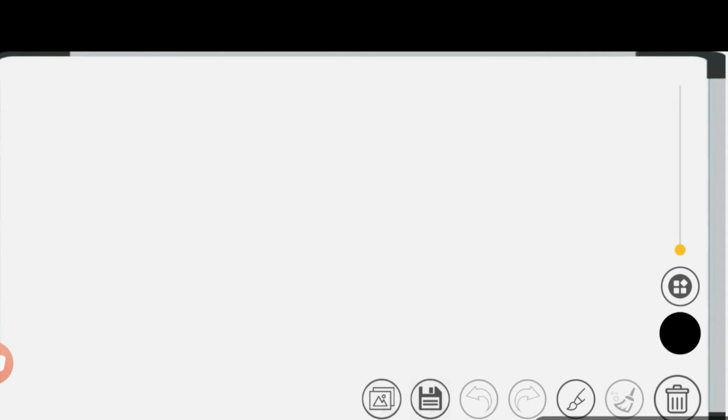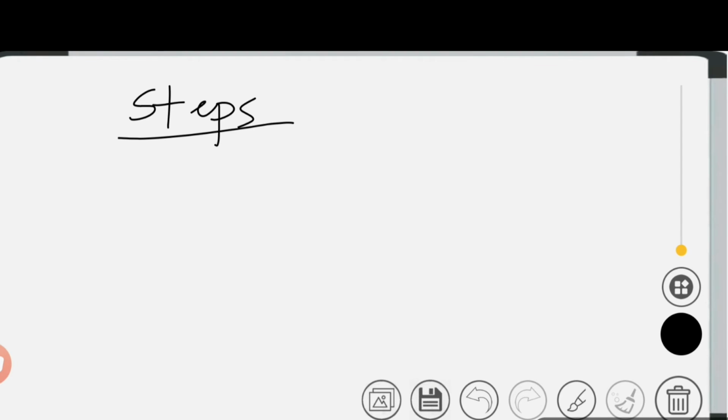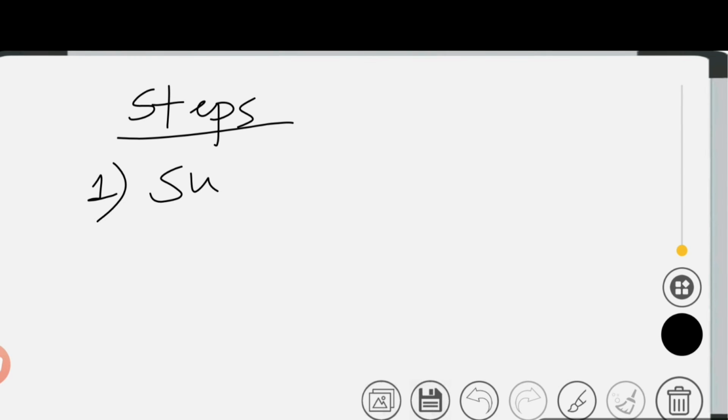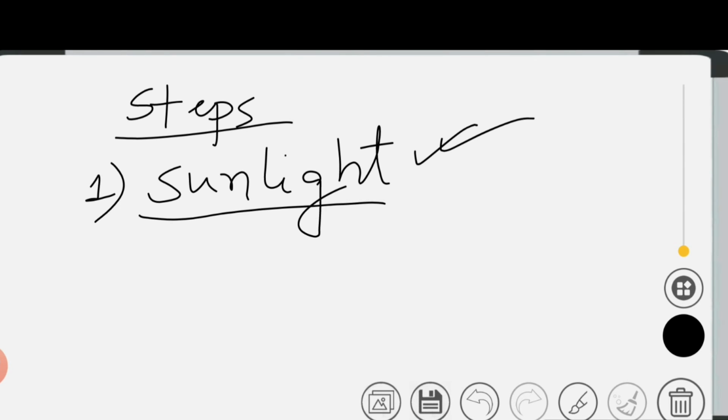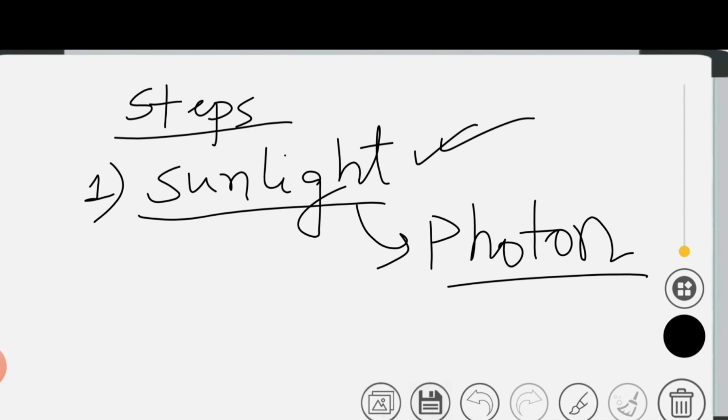So students, now we will be discussing the steps of photosynthesis. The first step is how sunlight is trapped with the help of the chlorophyll pigment. Sunlight is very much needed for giving energy. For the energy, the sunlight, basically the photons, these particles, are very necessary for the photosynthesis process.